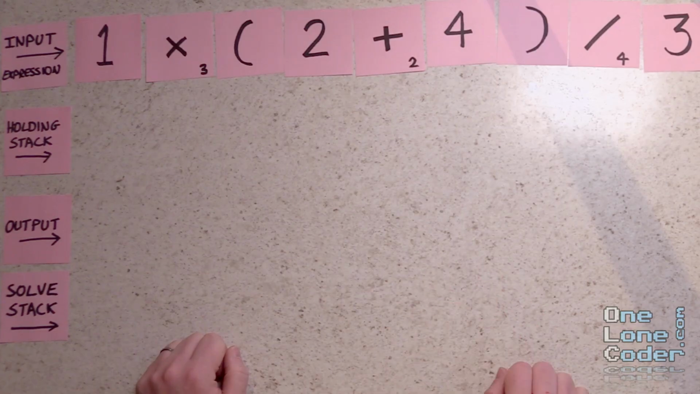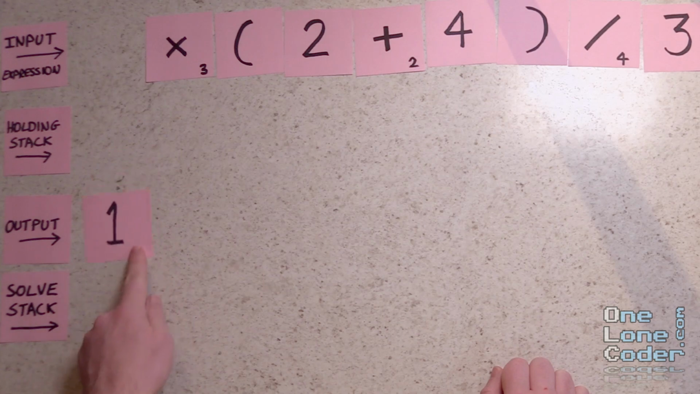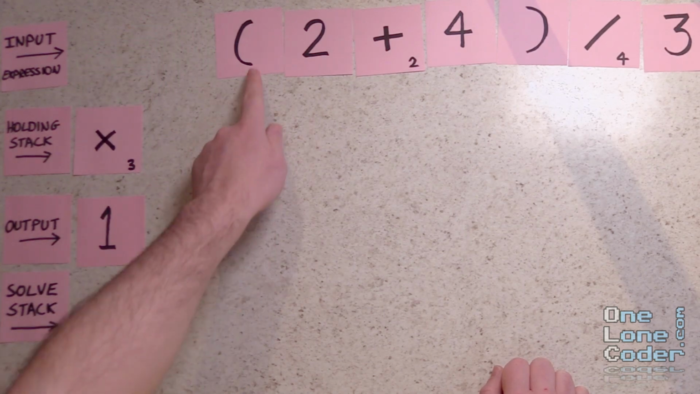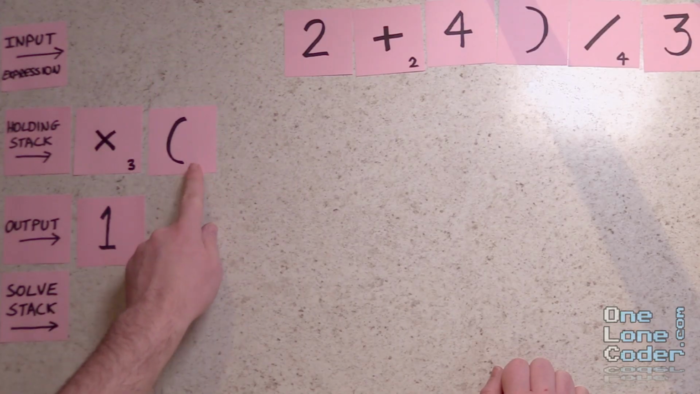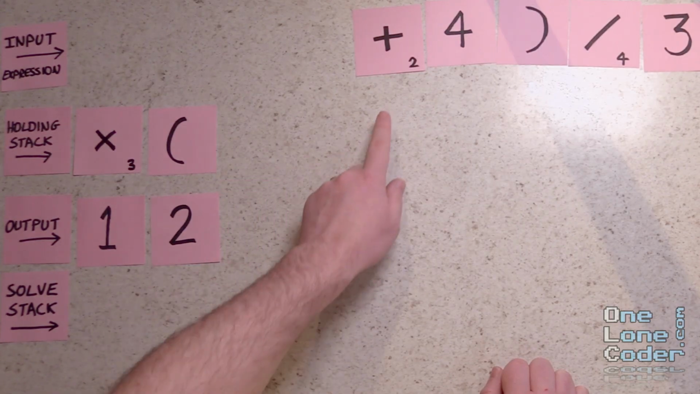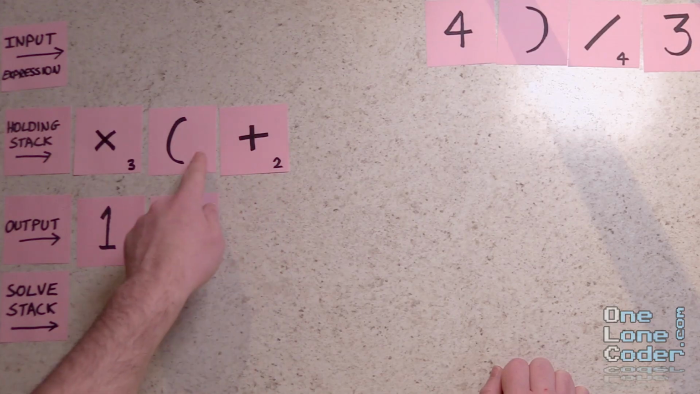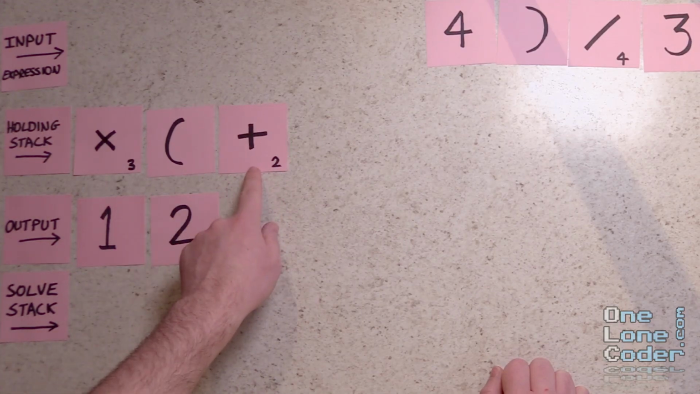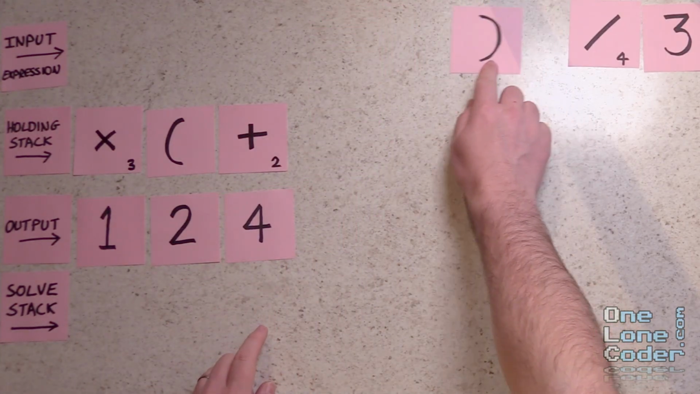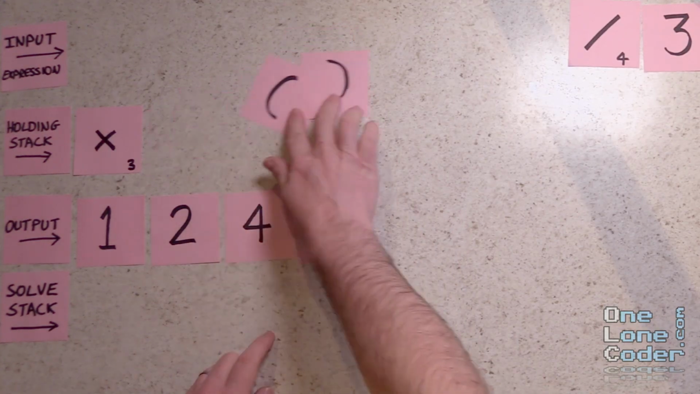But let's just quickly now go through the rules. So take our input token by token. Numeric literal straight to output. Multiply goes onto the holding stack. Parenthesis also goes onto the holding stack. Numeric literal goes straight through to output. Addition goes onto the holding stack because it has higher precedence than the bracket. Numeric literal goes straight through to the output. Close parenthesis means drain out the holding stack until we reach a corresponding open parenthesis.